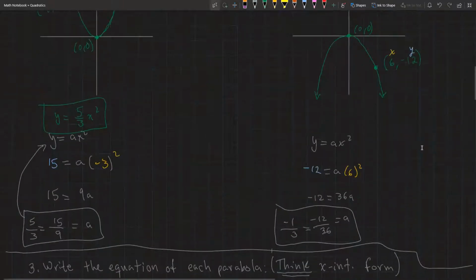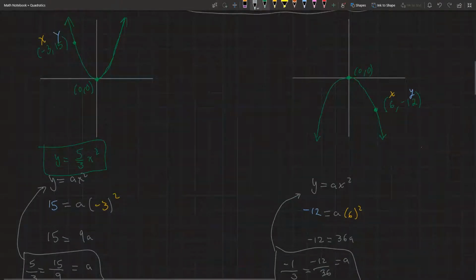But it didn't ask for the scale factor. We want to know the equation of the parabola. So that's going to give us an equation of y equals negative 1/3 x squared. And ask yourself, does that make sense that the a factor is a negative? Is it curving upwards or downwards? And does that make sense with what we got? Because it's curving downwards, this a term better be a negative, and it is.